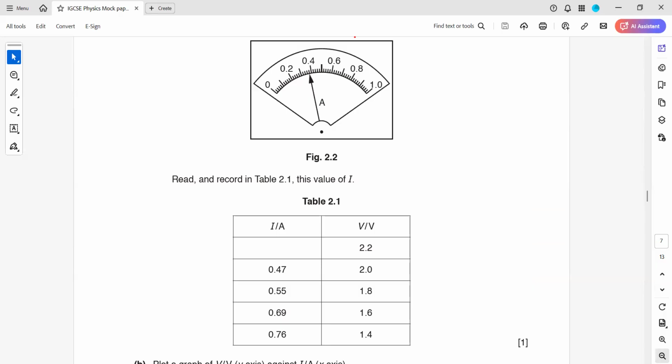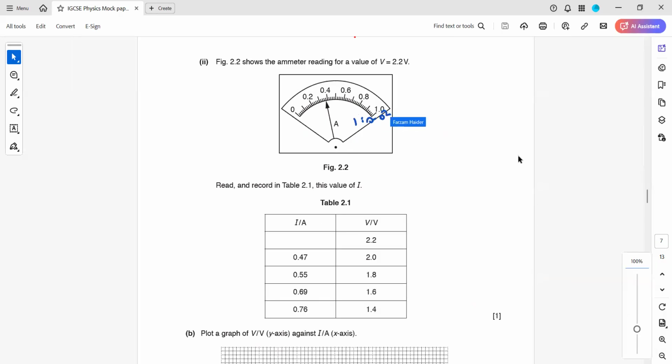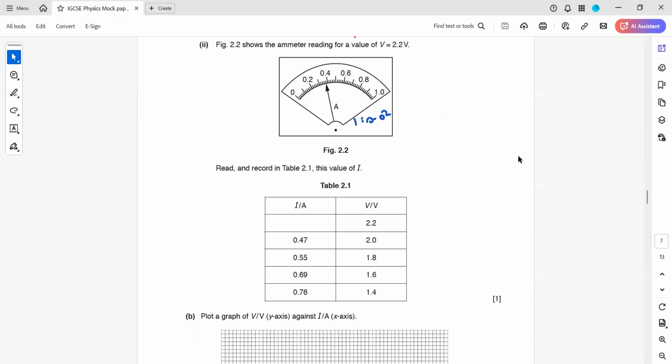Then we have what you wrote. Figure 2.2 shows an ammeter for a voltage value of 2.2. Record it in the table. What is the current here for 2.2? That's equal to 0.38. Okay. Because next we have to sketch a graph, I'm writing the values here for voltage and current. Voltage is on the y-axis, and the current is on the x-axis.